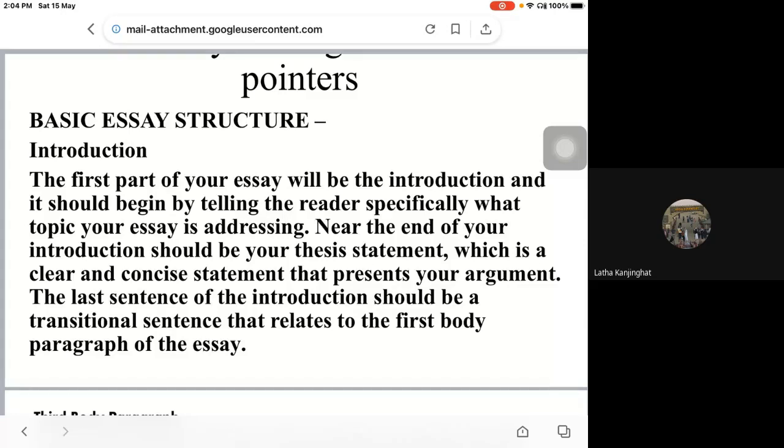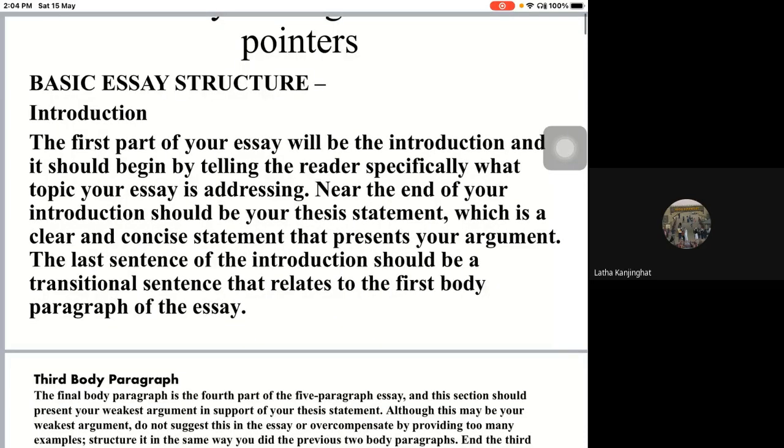The kind of essay I'll be talking about right now is a basic essay structure. This is actually just to help you understand, because being in the postgraduate class, you're not expected to write a basic essay. You will be expected to write more than this, but the structure is the same, whether you write a longer essay or the basic essay. So I thought I'll begin with that. So, some pointers as far as your essay writing is concerned: the basic essay structure.